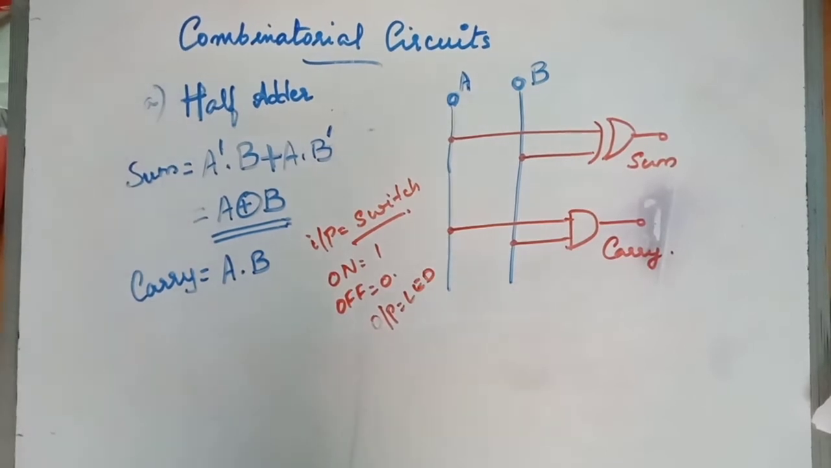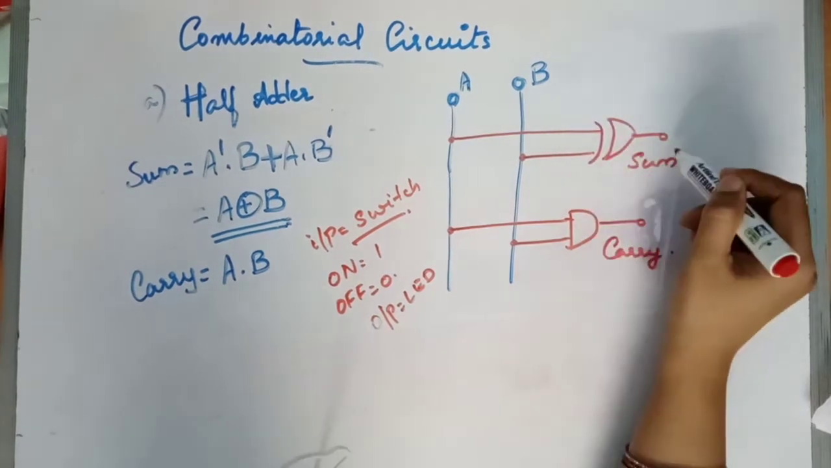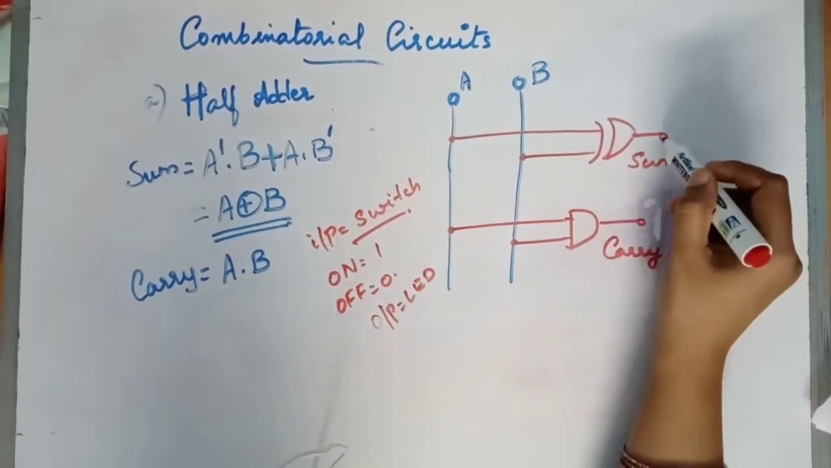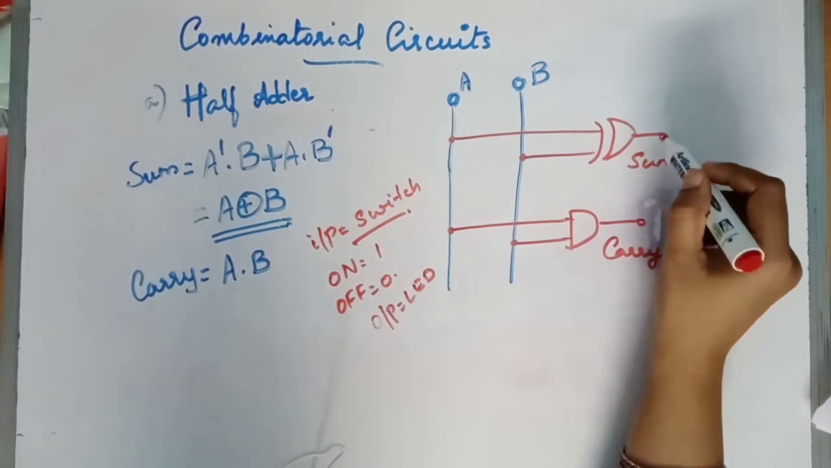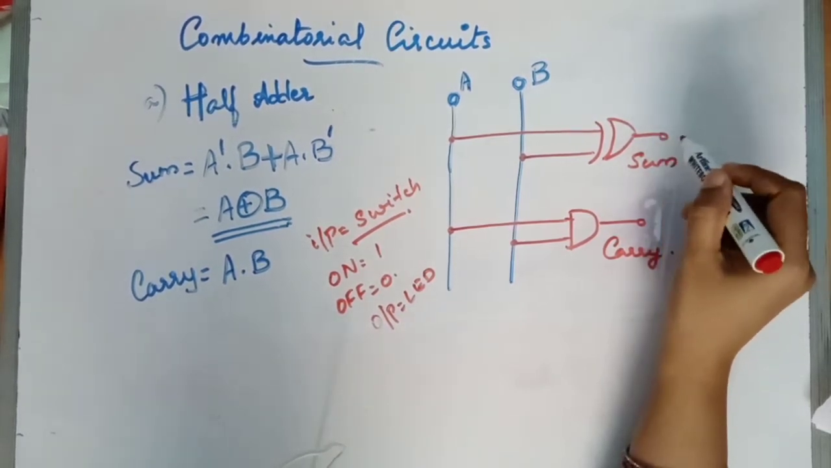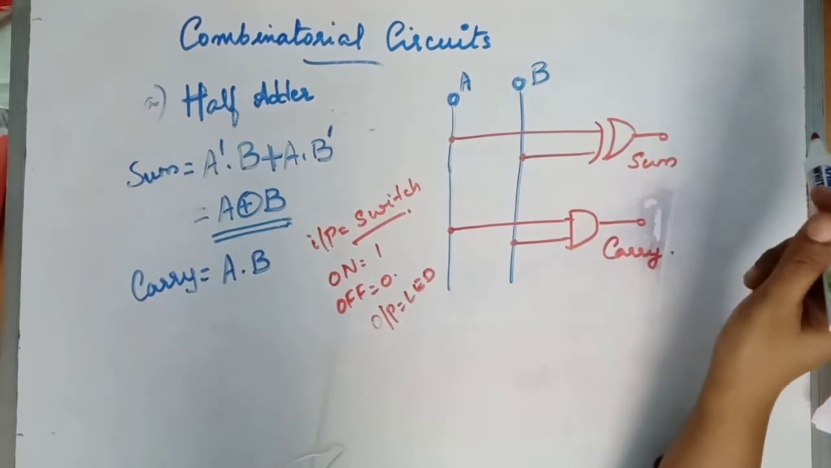LED will light up if it gets a 1. LED will be off or dim if it is getting a 0. So 0 XOR 0, the output is connected to an LED. What does the output come? The output will be 0. So the LED will be off. It's not getting the sufficient voltage.